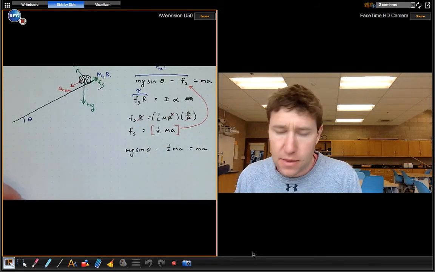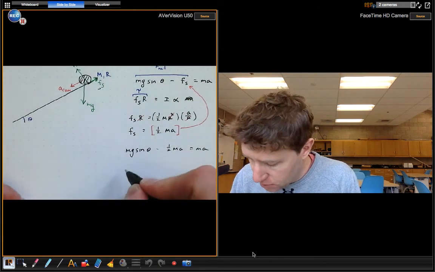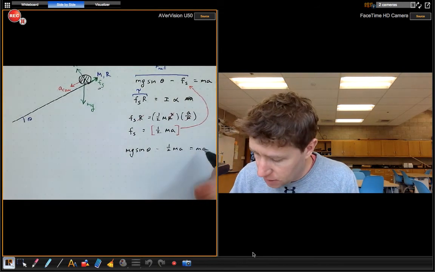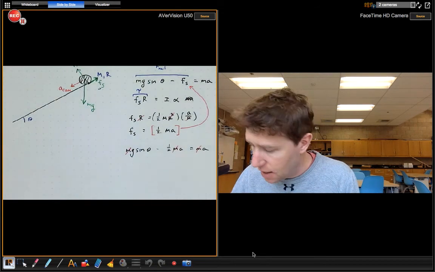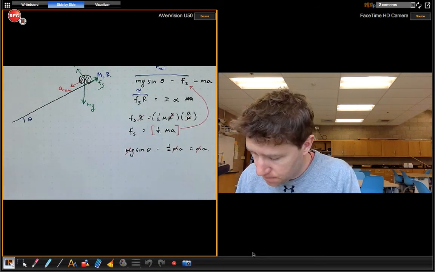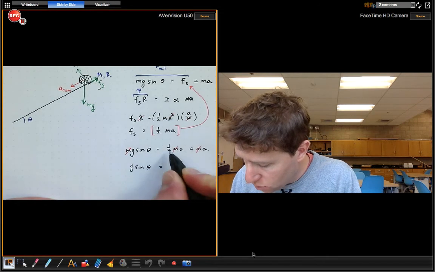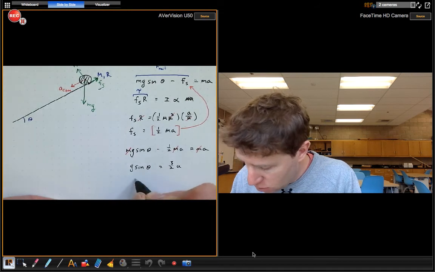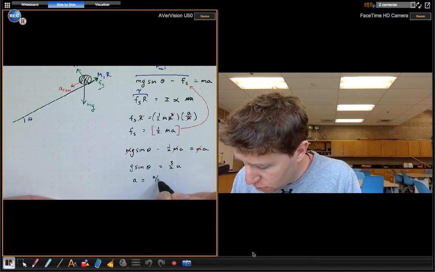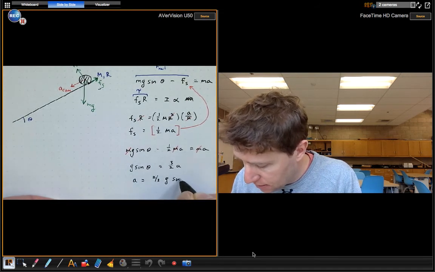Now I'm going to combine like terms. I'm going to add 1/2 ma to both sides. Or actually, you know what I might do is just immediately get rid of all these m's. There's an m in every term. I might get rid of those. And I'm going to get g sine theta equals, adding 1/2 to both sides, 3 over 2 a. So a is 2/3 g sine theta.